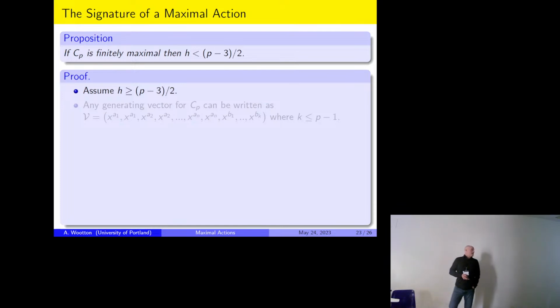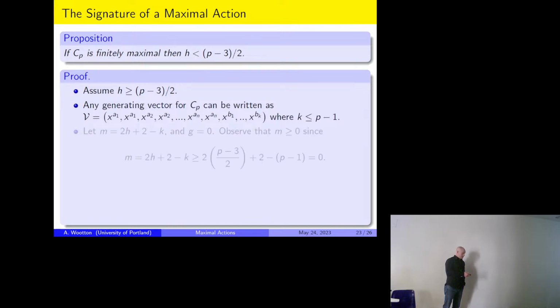So let's assume that if CP is finitely maximal, then the genus has to be less than (p minus 3) over 2, and this is then going to allow me to construct this sequence. I'm proving this is relatively straightforward. If H is bigger than this, so the quotient genus is bigger than this, well, any generating vector for CP can be written this way.